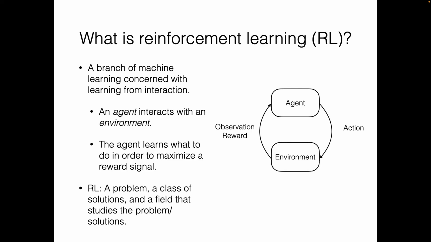And then reinforcement learning itself refers to multiple things. It refers to a problem, like the problem of reinforcement learning. How do you do this learning? It refers to a class of solutions. So we'll see some algorithms today. And then sometimes, you use reinforcement learning to just refer to the field that studies both the problems and the solutions. So you could say you're a reinforcement learning researcher, or submit to a reinforcement learning conference.